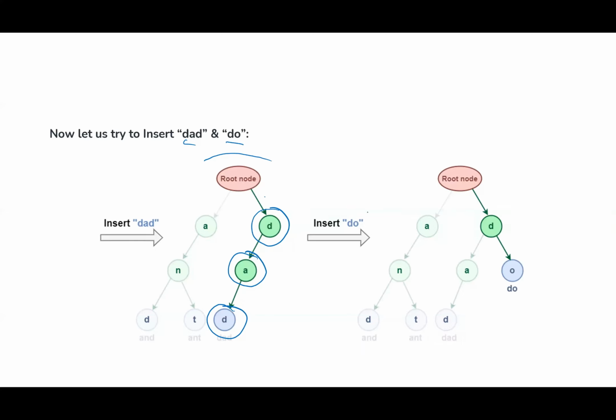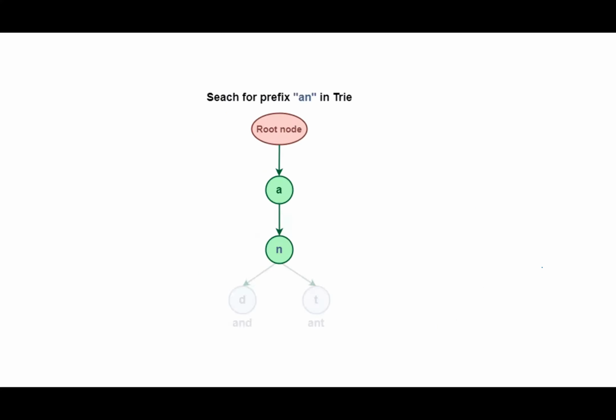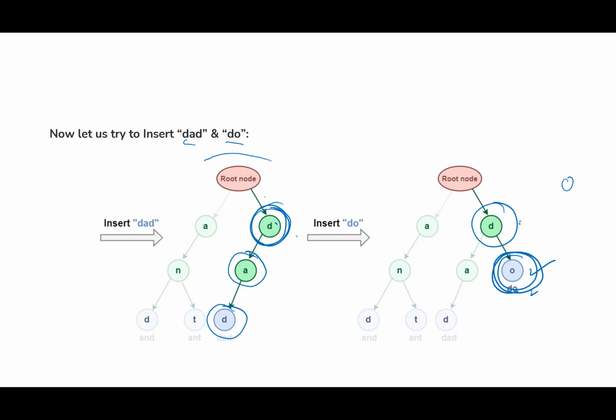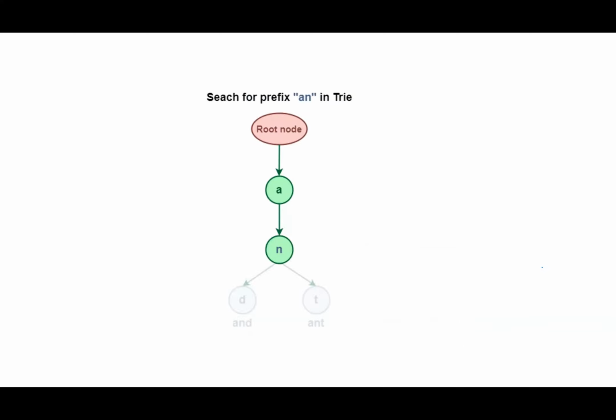Next, we insert do. So we look for D here. You see we had already created this node, so we don't create it again. That's fine. But for O, we have to create this node. So this one was from before, but this one we created new and linked it. Okay, once we insert that, what is the advantage of a trie data structure?